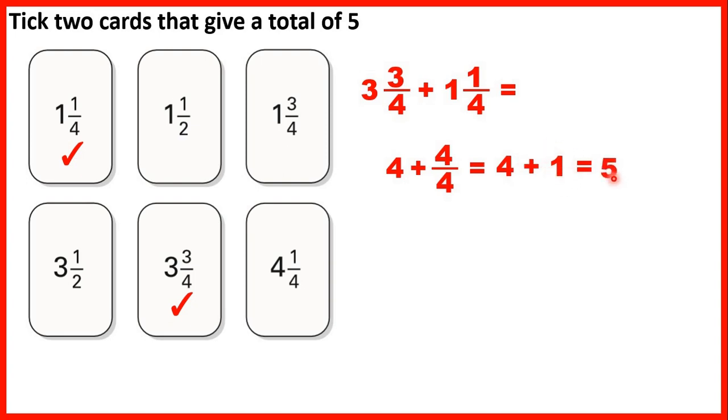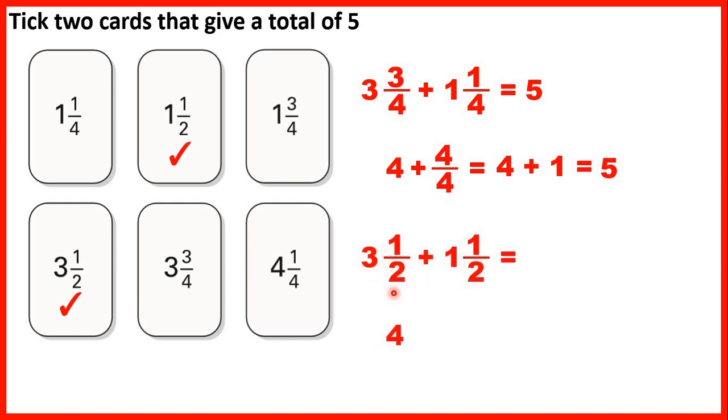The other possibility is to have 3 1/2 and 1 1/2, because if we add those, 3 plus 1 is 4, 1/2 plus 1/2 is 2 halves, and 2 halves is the same as 1 whole, so again we get a total of 5.